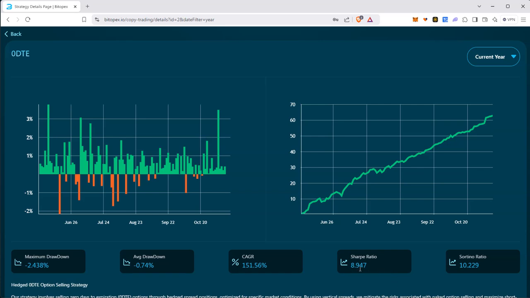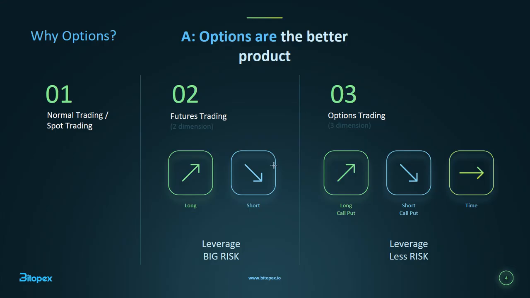So how is this possible, you might ask yourself? As I mentioned, this is not Forex, this is not crypto trading, crypto futures. This is crypto options. So let me explain. So in spot trading, you basically just go long. You buy an asset and you hope this asset goes up, and then you sell at profit, right? So you buy low, you sell high. That's it. That's all you can do.